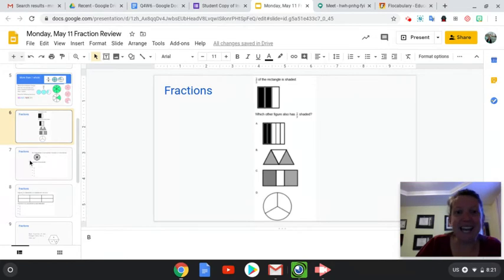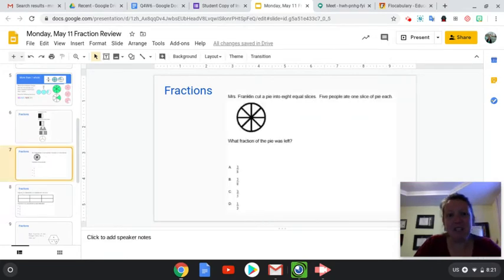All right, next one, boys and girls. Miss Franklin cut a pie into 8 equal slices. 5 people ate 1 slice of pie each. What fraction of the pie was left? So Miss Franklin cut a pie into 8 equal parts. 5 people each ate 1 slice. So that means that I could color in this spot 1.